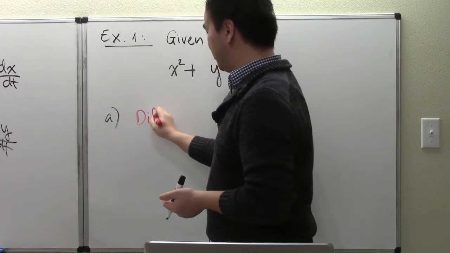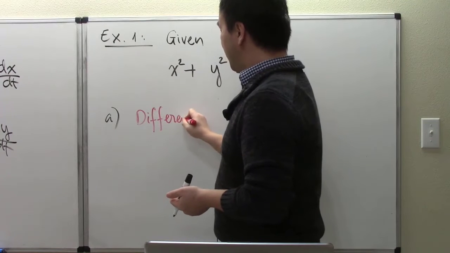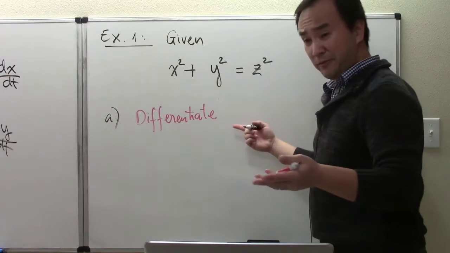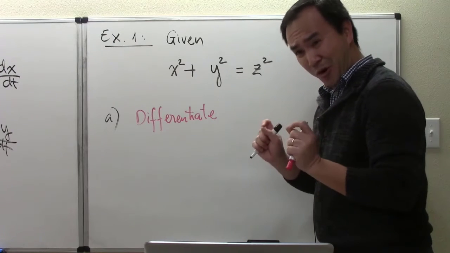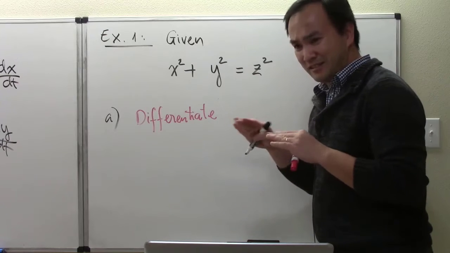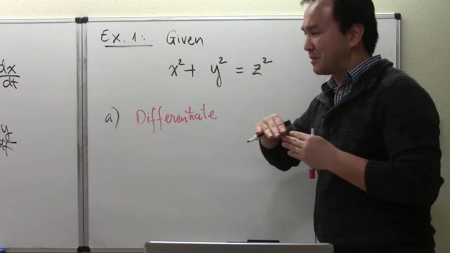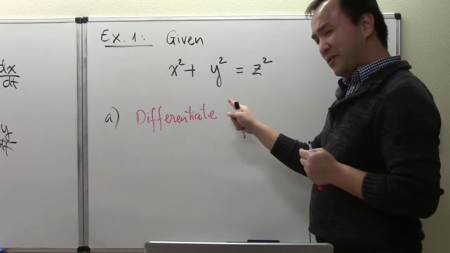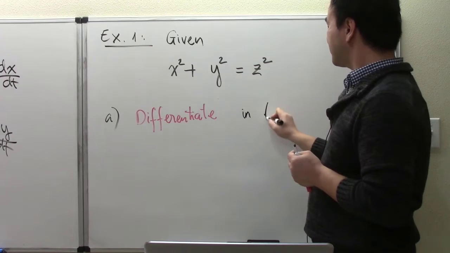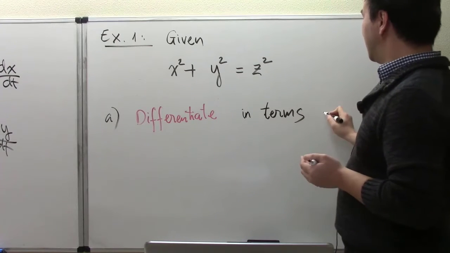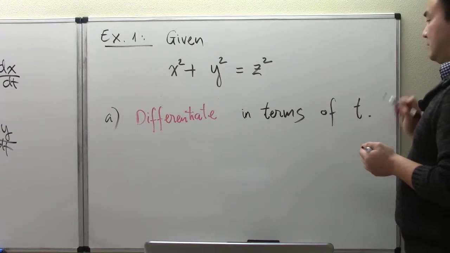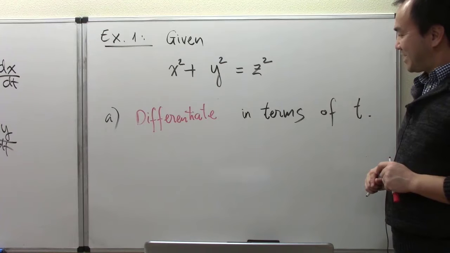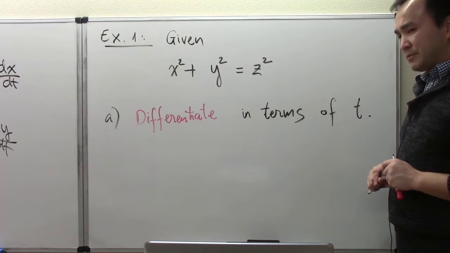Allow me to write in red ink for a couple of times. Differentiate. Differentiate what? Just simply differentiate. No clear objectives. That's the nice thing about implicit differentiation being carried into the kind of problem where we are looking for related rates. So we just want to differentiate in terms of t. All right, pretty straightforward.